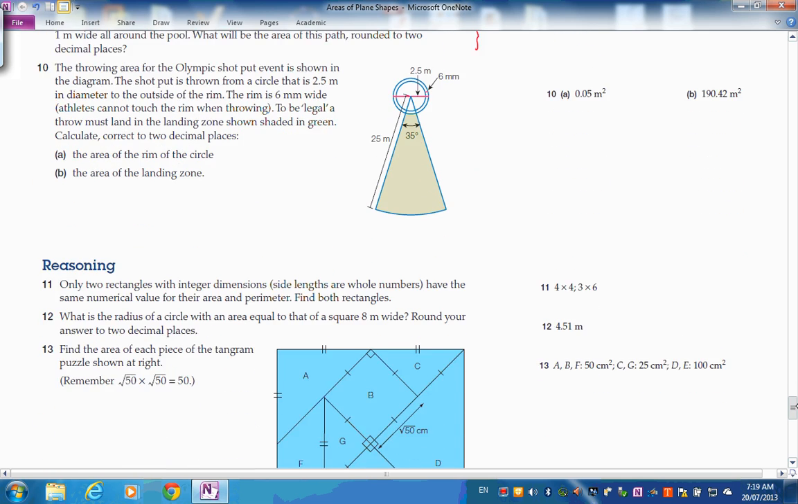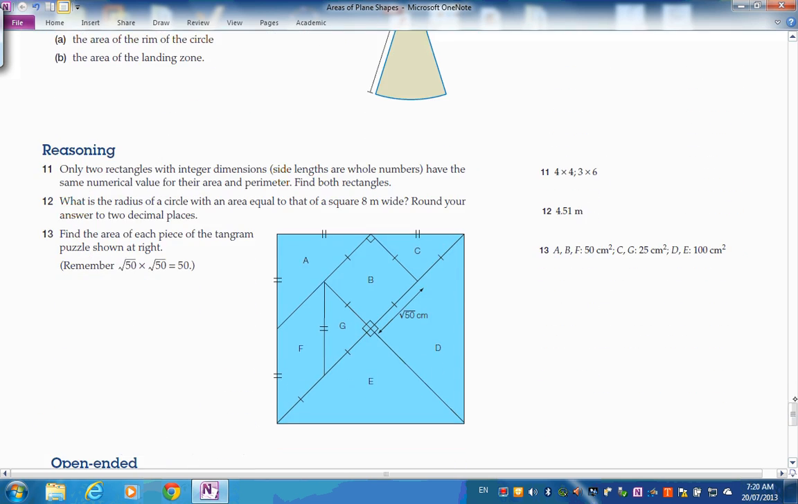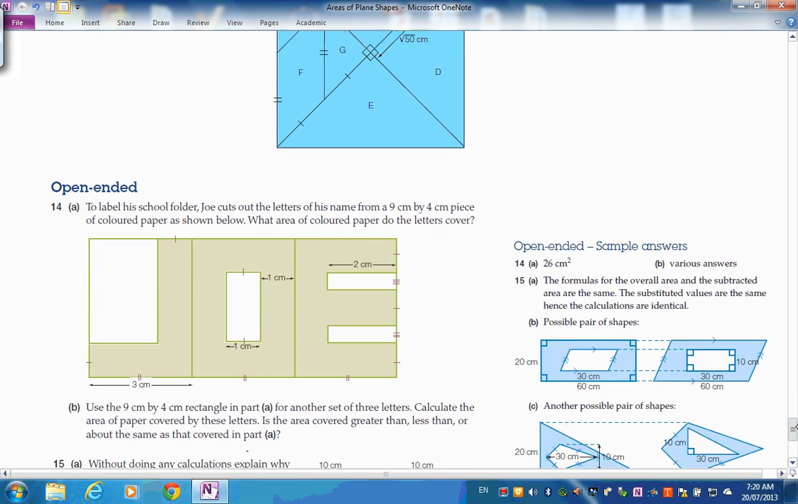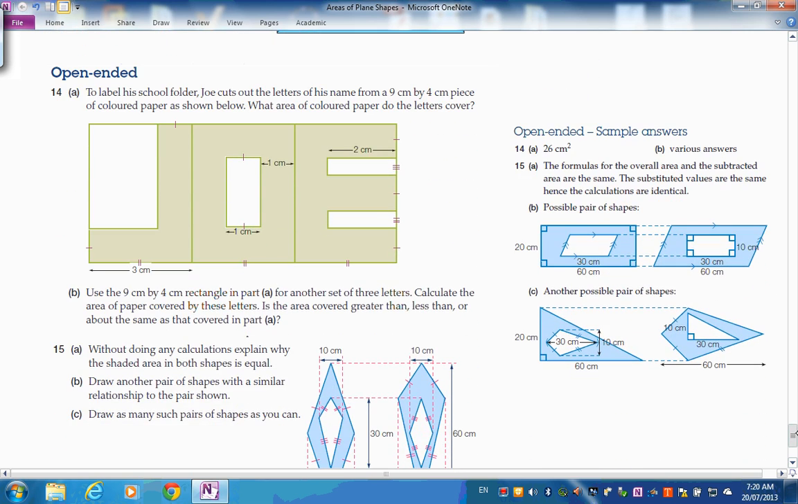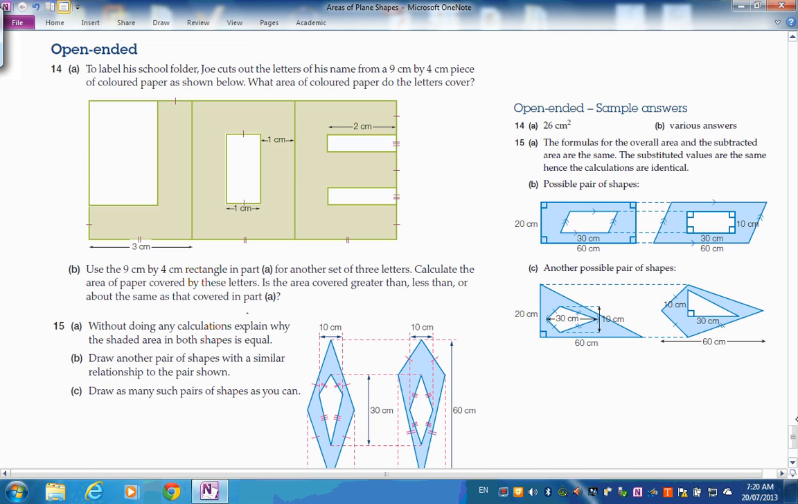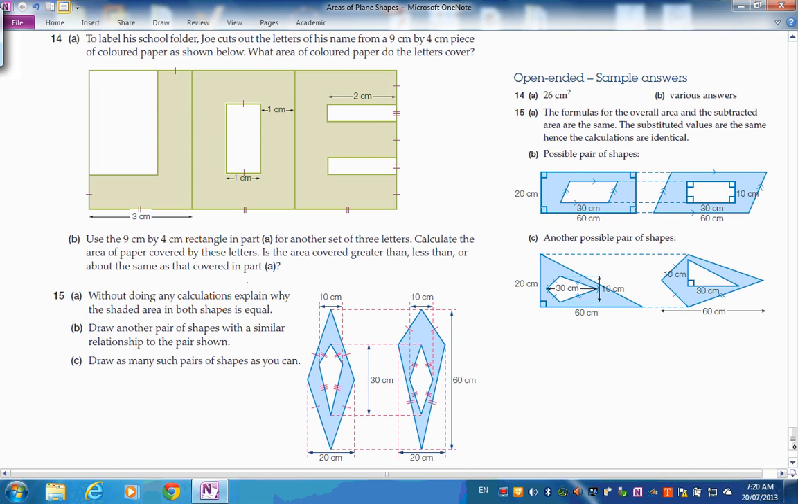And in the reasoning ones, 11 through 13. All right, and then in the last one, question 14, the open-ended ones, 14 and 15. Okay, just drop it down a little bit to there, something like that. Okay, so those open-ended ones, of course, you can have many answers to them, and there's just a sample answers over here.